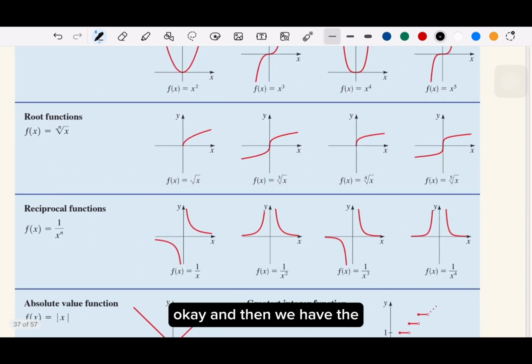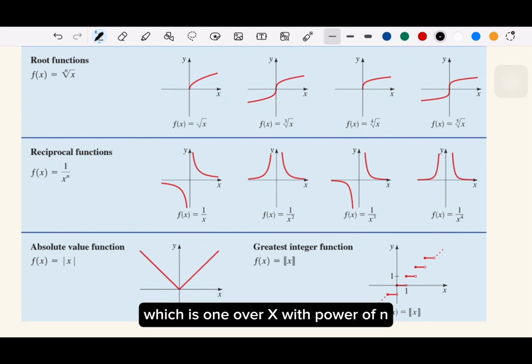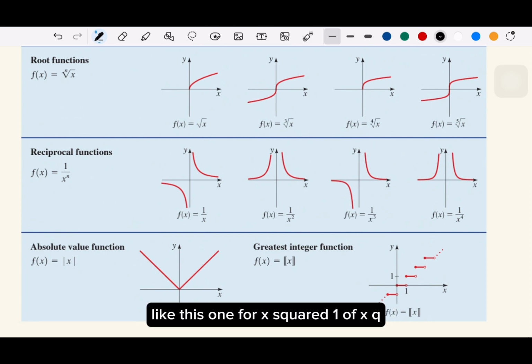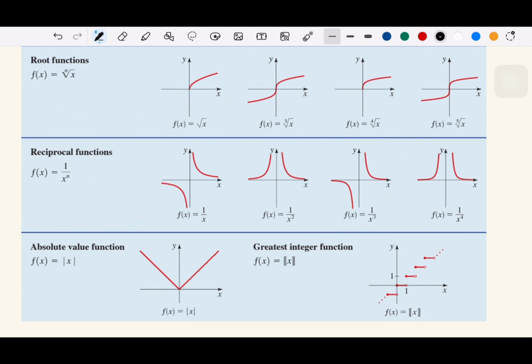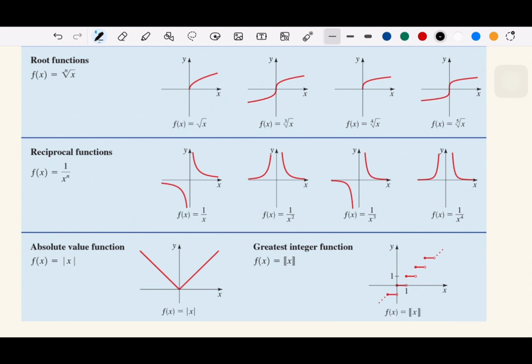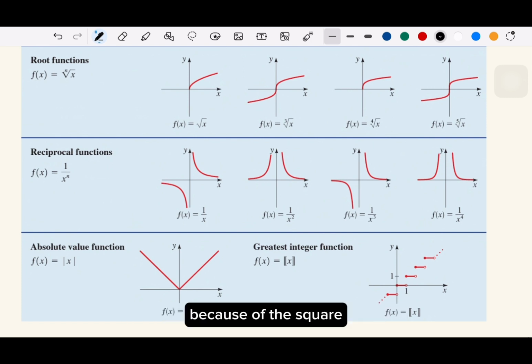Then we have the reciprocal functions, which is 1 over x to the power of n. We can have 1 over x like this, 1 over x squared, 1 over x cubed. And you will see that every even number in the power will have a shape like this one. So it means that the negative one is not included, right? Because of the square root. And another important function is the absolute value.